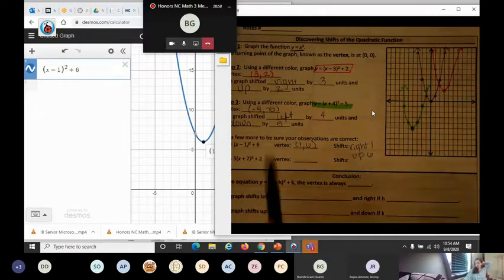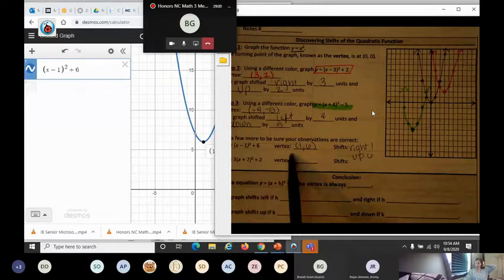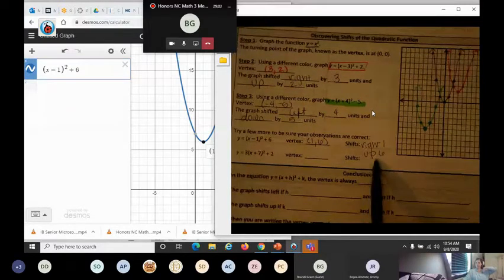Okay, so just jot this down real quick. This function's vertex and how it shifted from the parent function.